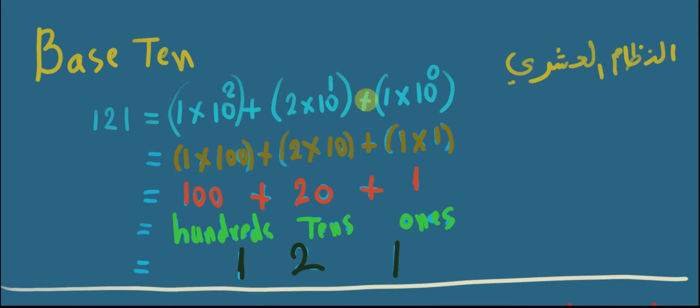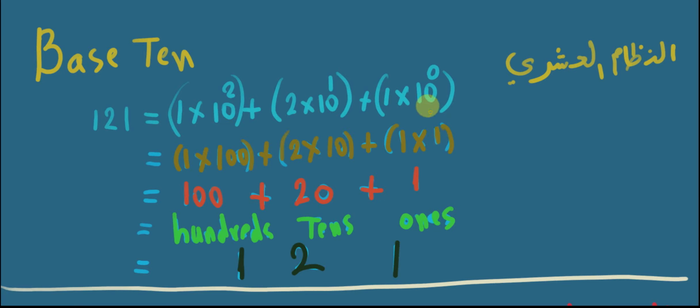So since this whole thing is in the second place here, that's the tens place. So this number is 20. This number is 100 since 10 is squared over here. So 1 times 100 is 100. So you have 121. This here is the same thing as up here.